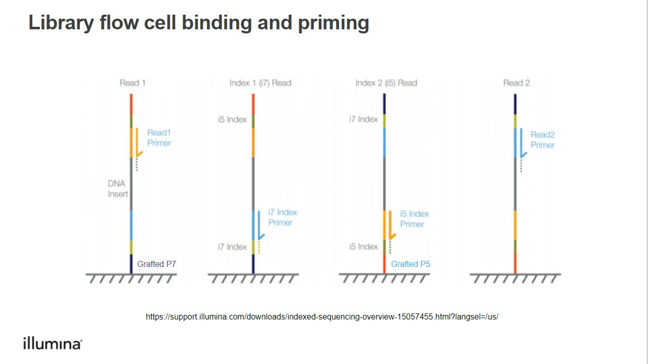The light blue and orange regions are for sequencing primer binding, which are required for reading the insert and the index sequences. This is an example image, so some sequencing instruments do prime differently. If you have any questions regarding the specific sequencer that you're using, please feel free to reach out to technical support.